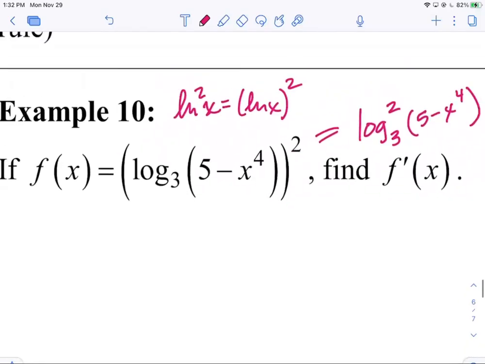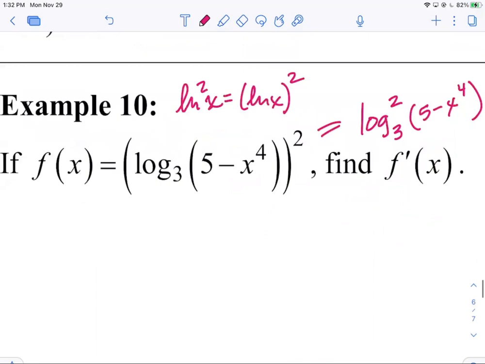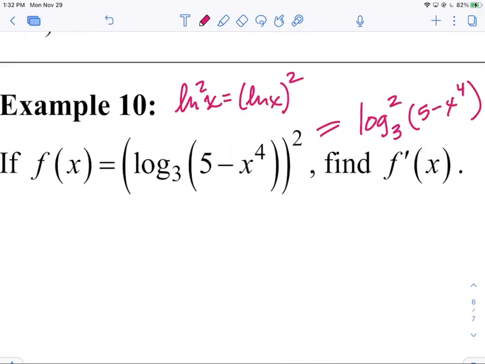So if you look at example 10, it's already written in expanded form for you. So you don't have to do any rewriting, but just an FYI, you potentially could have. I wrote it off here to the right: log base 3 of (5 minus x to the 4th) squared. It looks kind of funny having a subscript and a superscript, but it is legal.